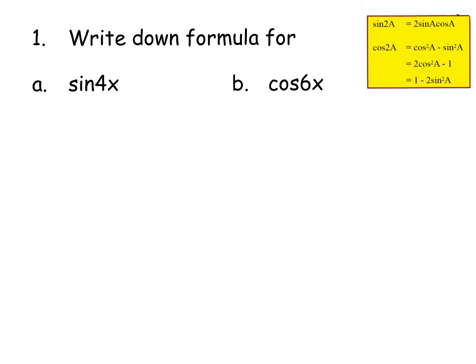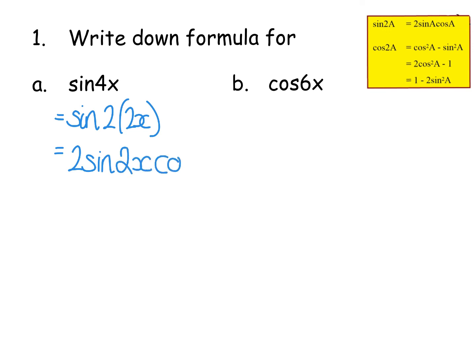So for question 1, it says write down a formula for sin 4a. Well, there isn't one for sin 4a, but there is one for sin 2a. So you have to think of another way to write this. Well, that's just the same as sin 2 times 2x, because 2 times 2x would be 4x. So wherever I see x, or wherever I see a, I'm going to put in 2x. So this would be 2 sin 2x cos 2x.